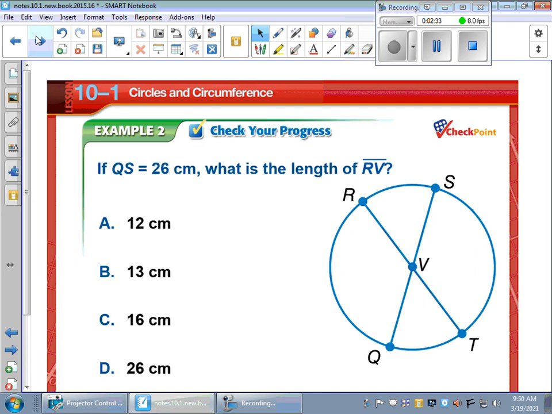So on this slide, QS is 26. That's the whole distance right here, 26. RV is half that distance right here. Half of 26 is 13.